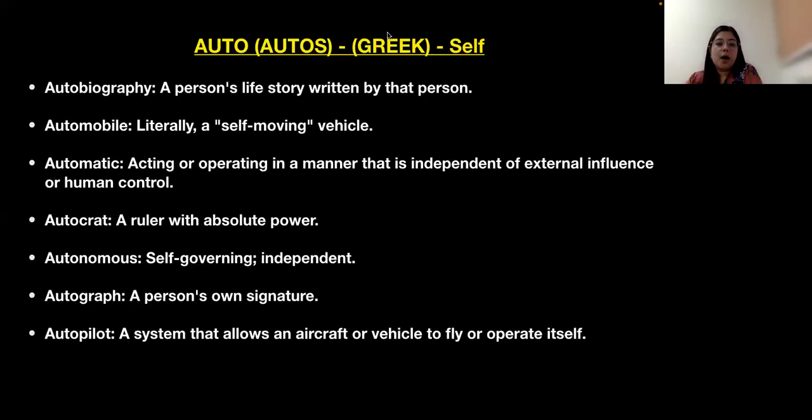Next, a person, auto. So auto means self, autobiography.